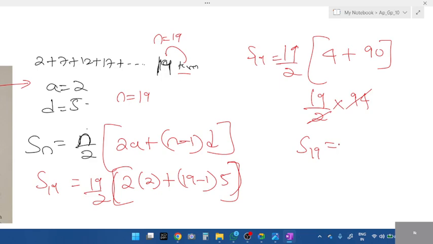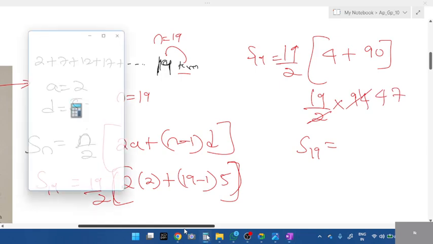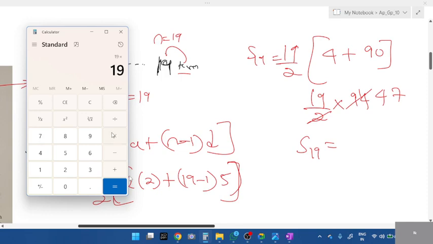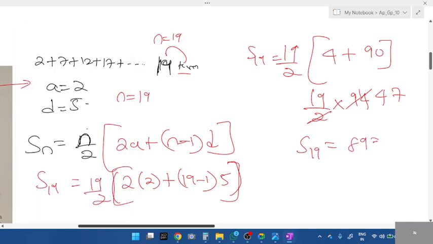So what's the answer? 19 into 47. 893 is the answer. All of you understood how to use the first formula? Can you respond, students?